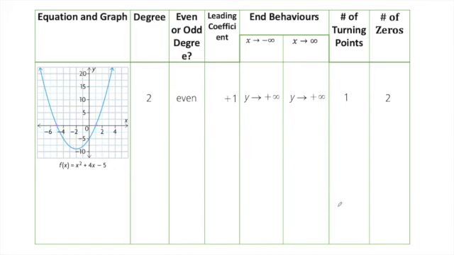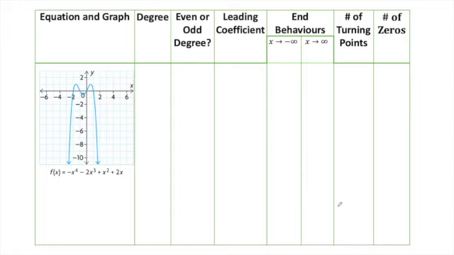Okay, so our next graph here is a graph of degree 4. It is an even degree. So even degree, remember that we have the same end behaviors, so both are pointing down, and it's because our leading coefficient is -1, and so that leading coefficient tells us that our end behavior is going to be pointing down. As x approaches negative infinity, y is approaching negative infinity. As x approaches positive infinity, y is approaching negative infinity. So both of those are negative infinity there.